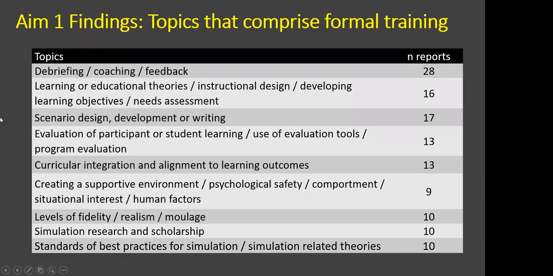So going through each of the 3 aims, kind of our findings. The first aim was to evaluate, okay, what are the topics that are comprised in formal training programs, whether it's a course or a workshop; a lot of them were longitudinal. And so we came up with the topics that we grouped together and then the frequency that we saw it in the reports. Definitely you can see the top topic was coaching, debriefing, feedback. So 28 reports out of the 38 addressed that as an important topic to include in formal training.